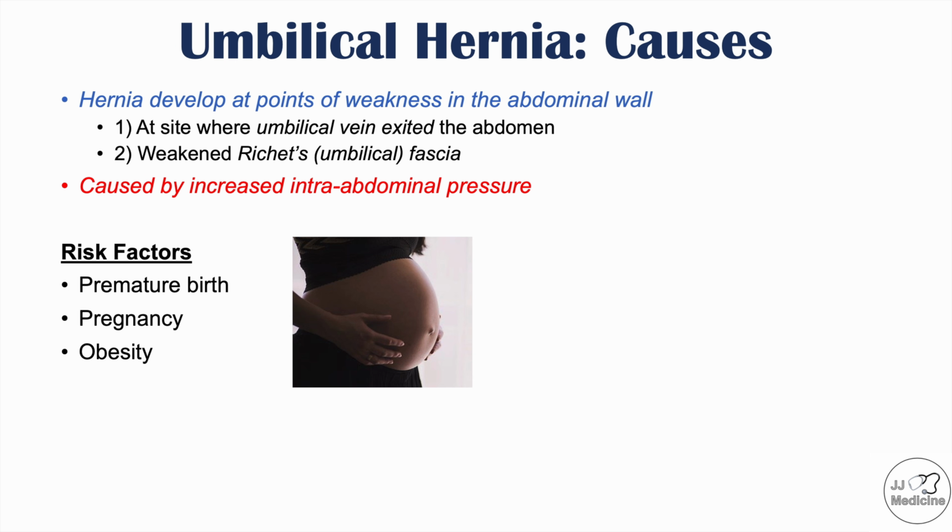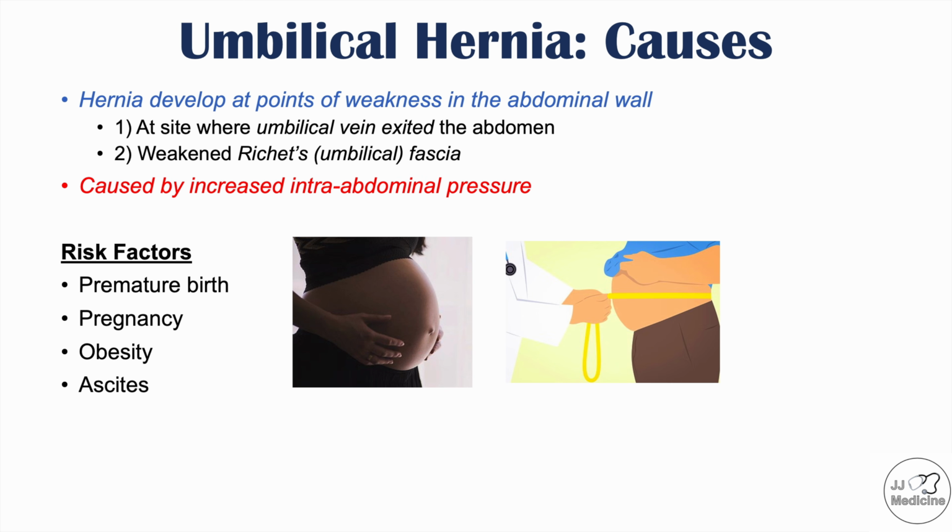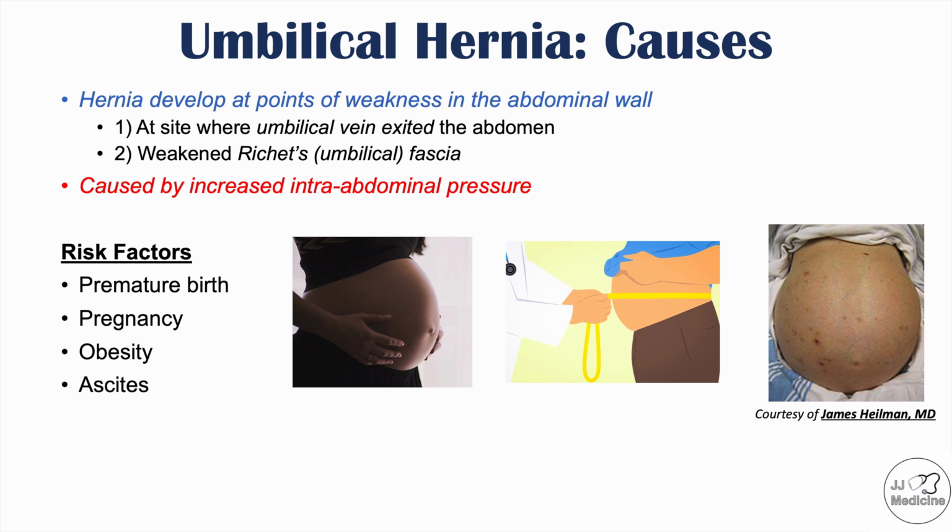Obesity is another risk factor, so having a very large abdomen. You can imagine that if there's a very large abdomen, that abdomen is stretching out, it may lead to a distortion or a tearing in parts of the abdominal wall that may lead to an umbilical hernia. Ascites is also another risk factor for getting an umbilical hernia. This is when there is a buildup of peritoneal fluid within the abdomen and your abdomen becomes stretched out.